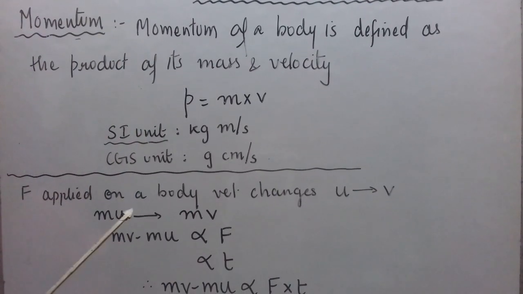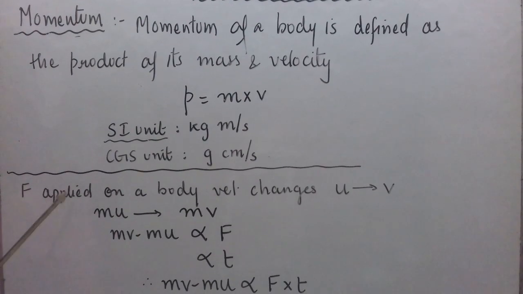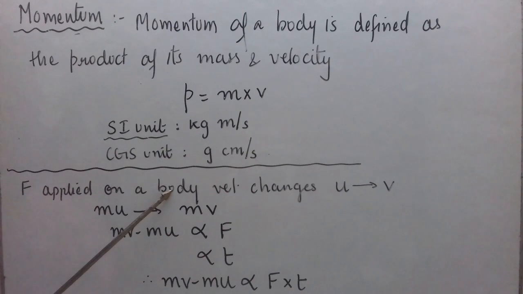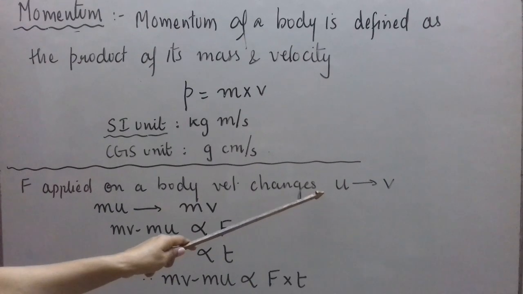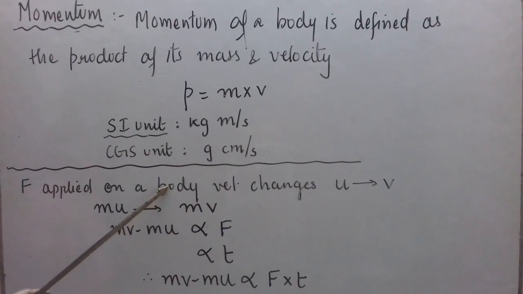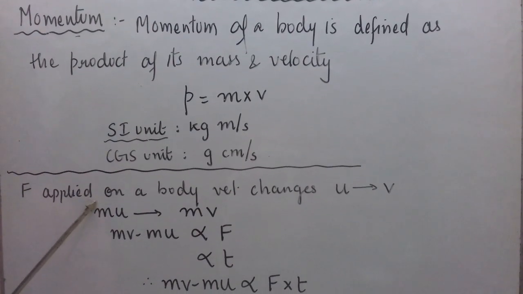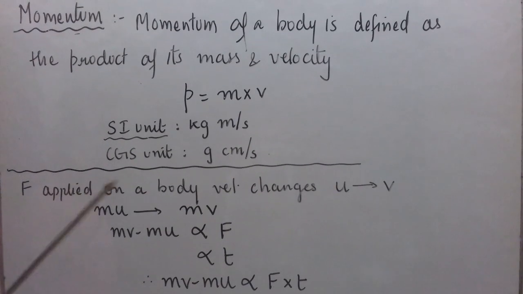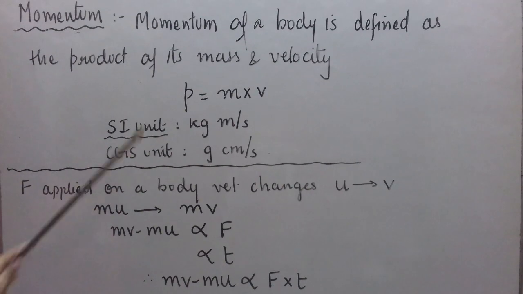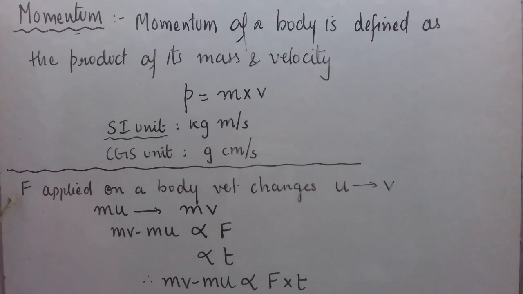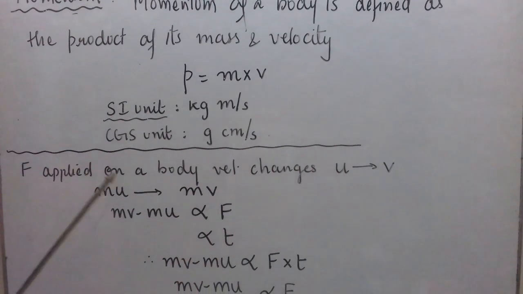Now next, let us try to proceed to Newton's second law of motion. Now consider that you have a body whose mass is m, and let us say it is moving with some initial velocity u on a frictionless surface. Okay, and if force F is applied on it, what will happen? Its velocity will change. Let us say the velocity changes to v. So a body having mass m moving with velocity u, when force F is applied on it, its velocity changes to v. Okay, so momentum will also change.